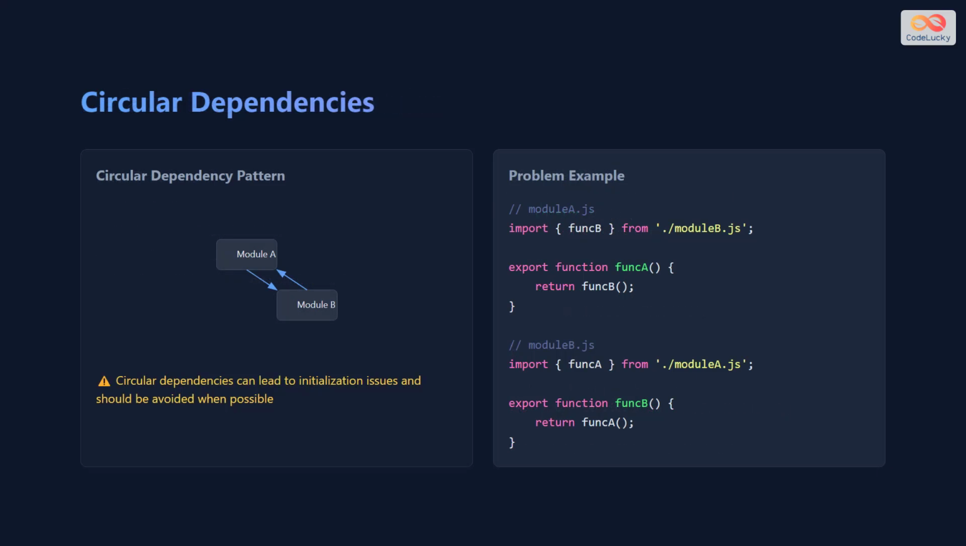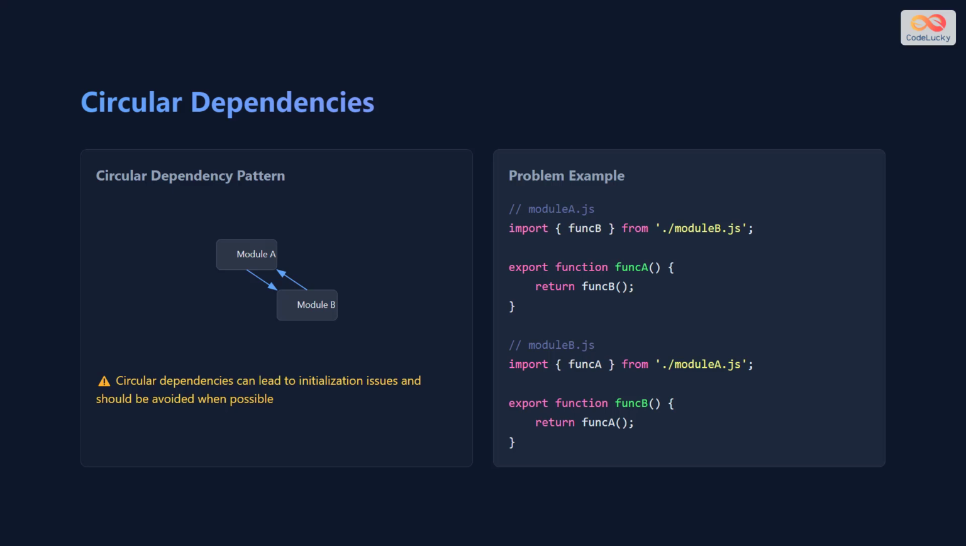A circular dependency occurs when two or more modules depend on each other, directly or indirectly. This pattern can lead to issues when the modules are being initialized. These dependencies should be avoided when possible. In the diagram, Module A depends on Module B, and Module B depends on Module A, creating a circular dependency.